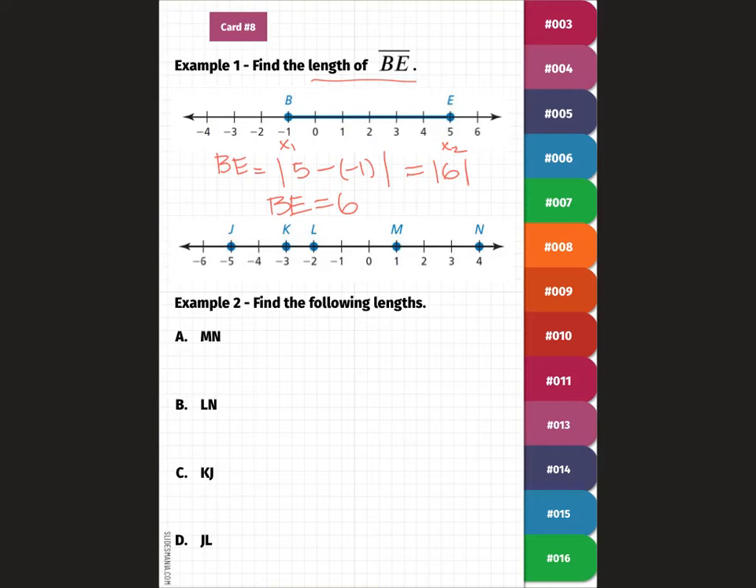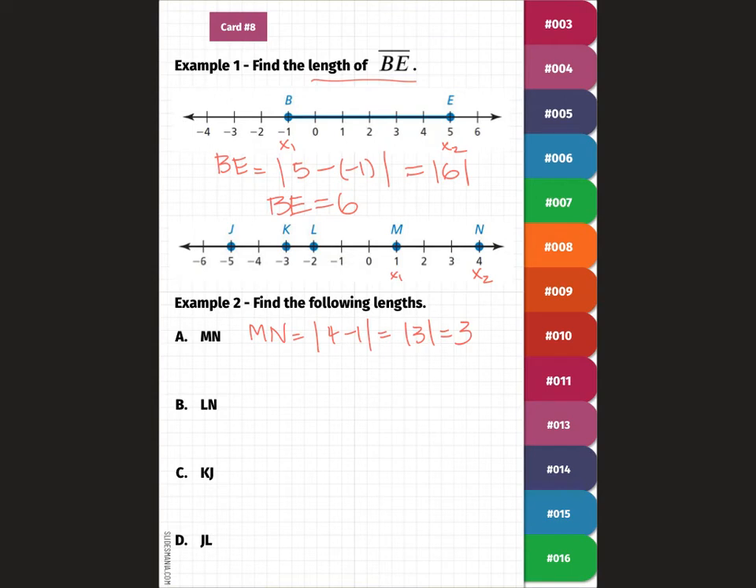Right here, I would strongly suggest that you pause for a moment and try to work the next example out on your own, and then come back and work it out with me. So I'm going to try to use different colors for each one. We'll start off with the length of MN. So this is going to be x1, this is going to be x2. So that means that MN is going to be equal to the absolute value of 4 minus 1, which is the absolute value of 3, which is 3.